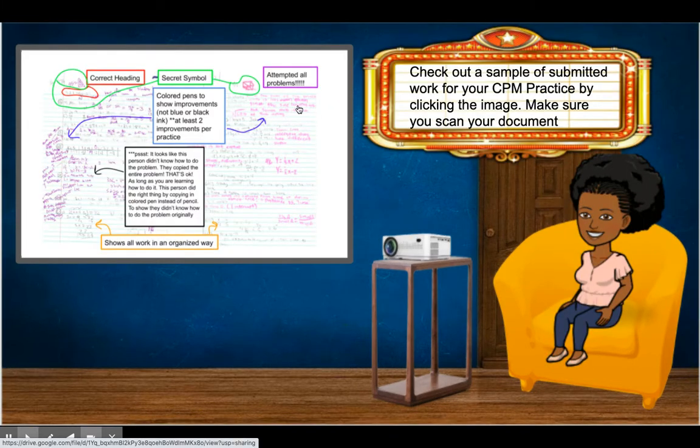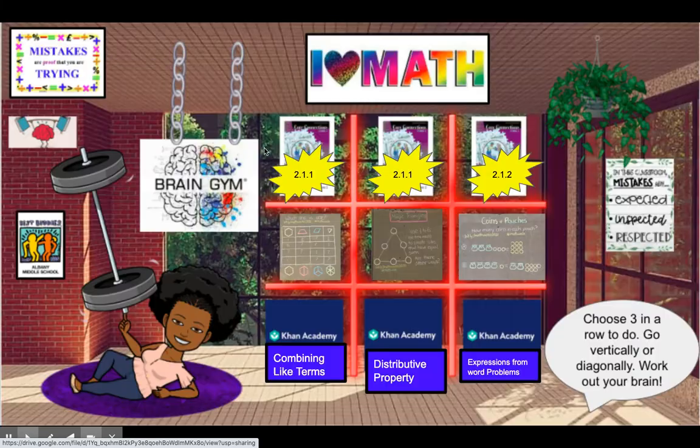Here is a sample of what your practice should look like, and if you click the picture, it will take you to a PDF so that you can actually view that PDF and look at all of the things that you should have on your practice. And then this is our brain gym, so that you can work out your brain on the math muscles that we've helped you develop through our Zooms that happen in the morning and early afternoon.